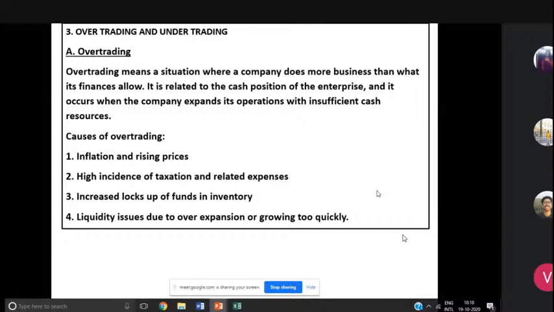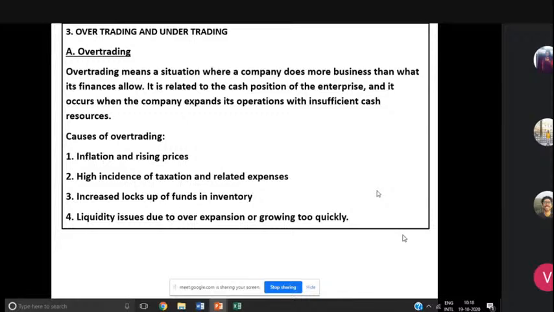Right? When you start purchasing the raw material, when you start purchasing the equipment for your business, you will come to know what is the inflation percentage on annual basis. So the next, high incidence of taxation and related expenses. When you set up a business of your own, in the initial stage, you will pay more tax to the government. You will not follow tax avoidance or tax planning practices. That makes a situation of overtrading.